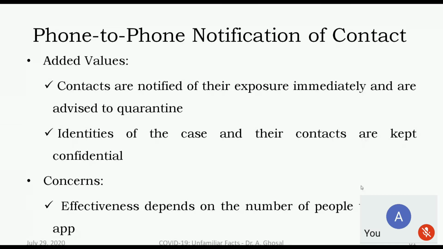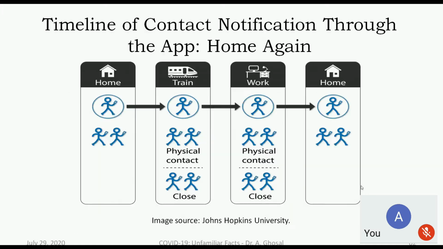So Aarogya Setu is actually a contact tracing app, and we should use this app. If you are not using this app properly, then your information will not be shared. What is happening is the timeline of the contact information. Suppose you were at home, and two people were nearby. Again, in the train, two people will be in physical contact at less than 6 feet distance for less than 15 minutes.